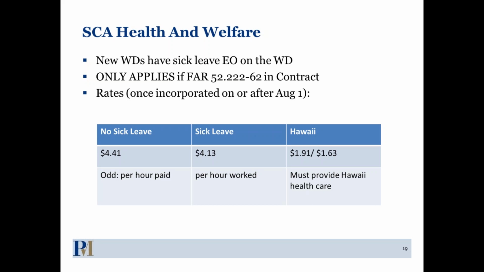So what you need to know is go back and look to see if that sick leave provision applies to your contract. And that's going to help you determine what H&W rate you should be at, whether it's the 4.41 or the 4.13 rate. The other thing I should mention is there should not be many price adjustments relating only to sick leave, because the idea is they went into new solicitations on or after January 1st of this year. So you would have seen that in the solicitation and you would have bid it the way that you needed to bid it for the base year. So you should not have many price adjustments just on account of the sick leave.